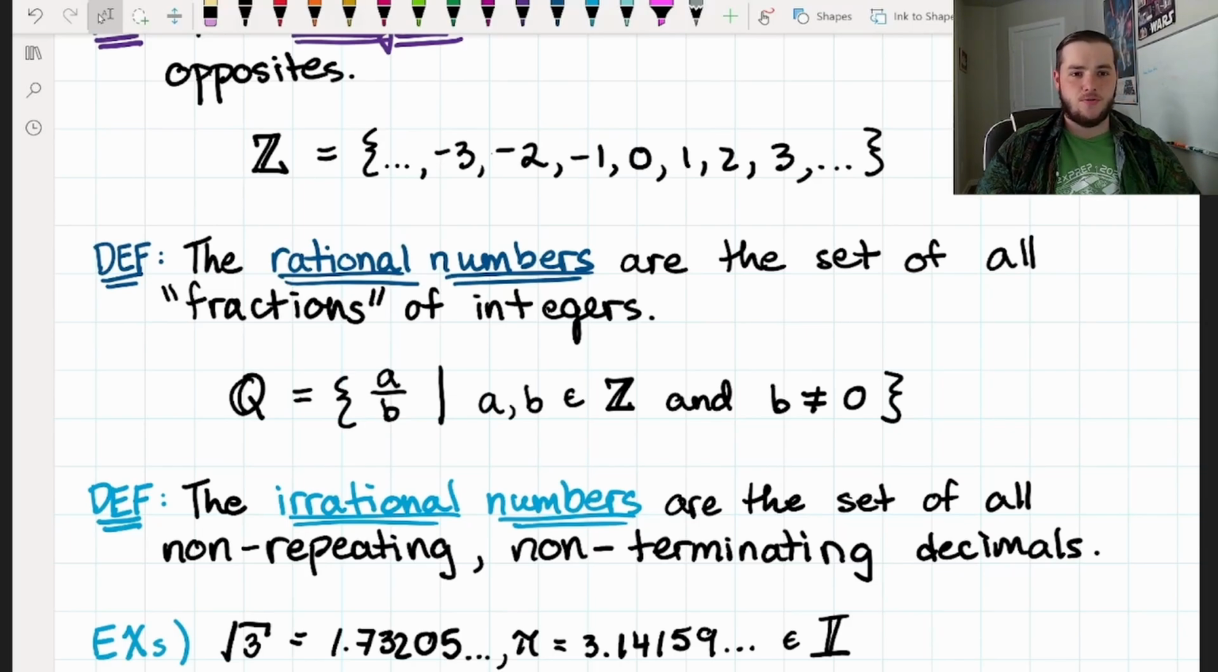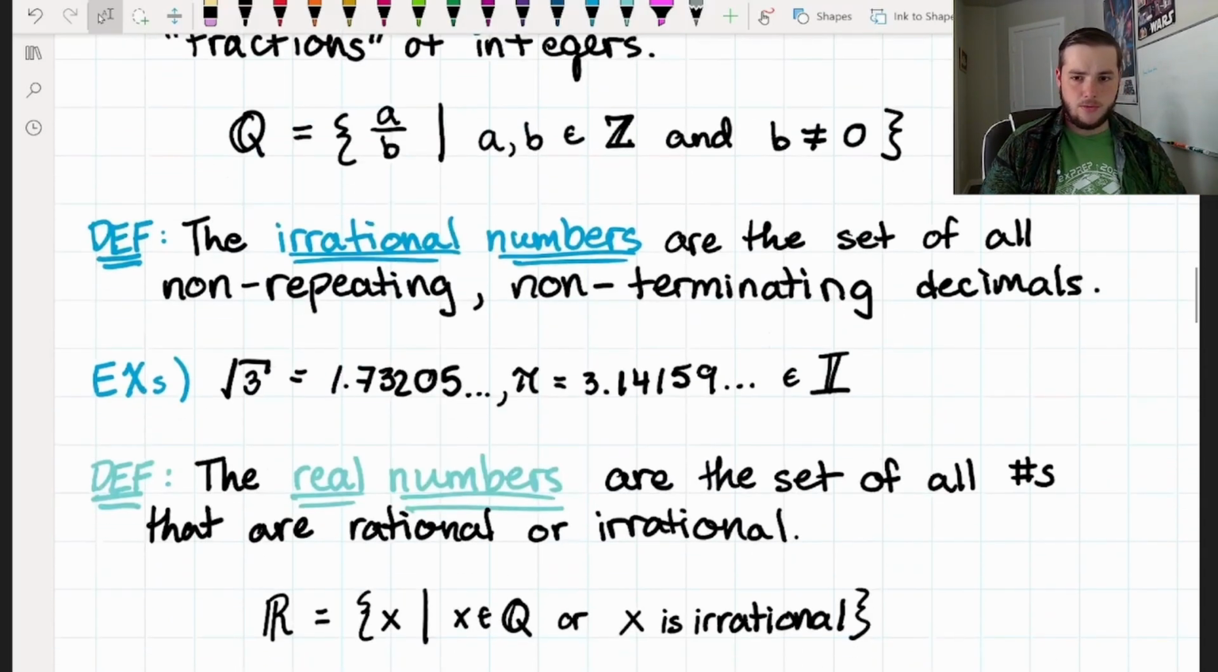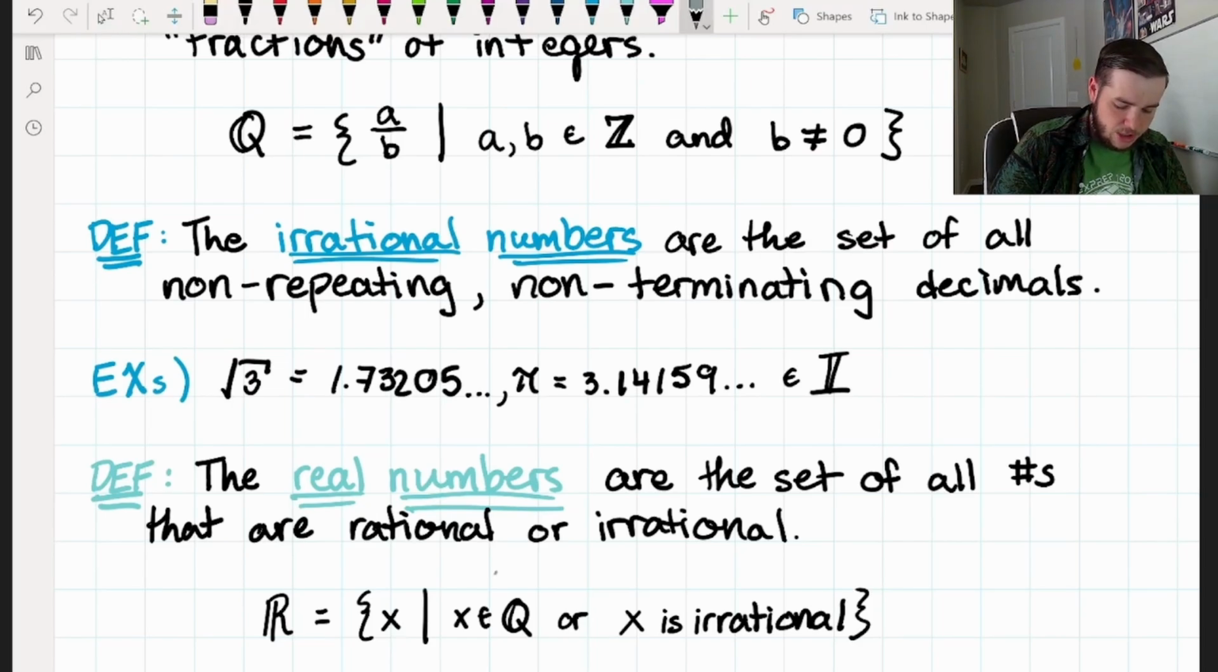Last but not least, sort of our overarching set of numbers that we are going to be primarily concerned with are the real numbers. And these are the set of all rationals together with all irrationals, right? So it's either x is rational or x is not rational. And I'd like to point something out here. This notation means "is in." And this vertical bar means "such that."